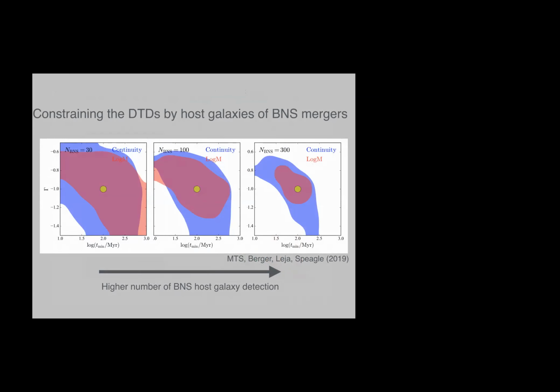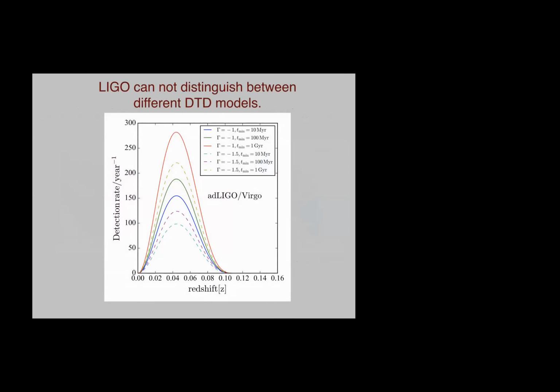we played this and arrived at the conclusion that you basically need on the order of 300 detections of a neutron star merger with its host to be able to constrain these two parameters of the model to within 10%. We have so far only one detection with the host, so probably this is not going to happen anytime soon. So we need other ways. We need to see whether LIGO can tell us, but unfortunately LIGO cannot tell us.